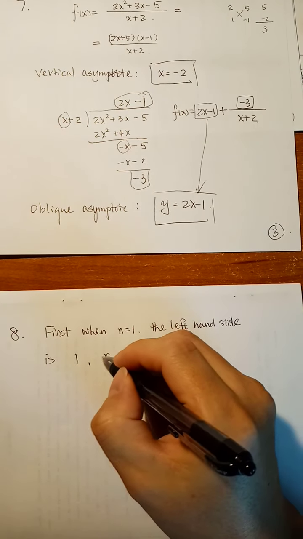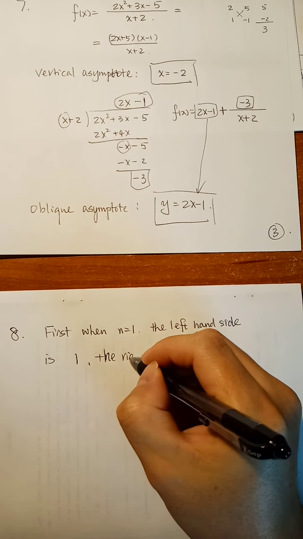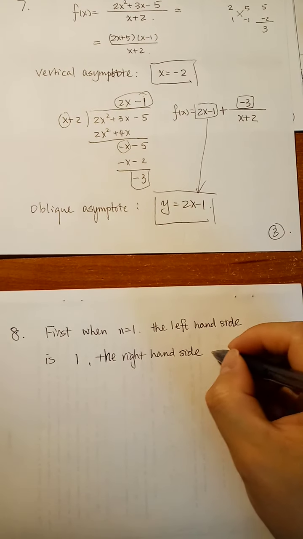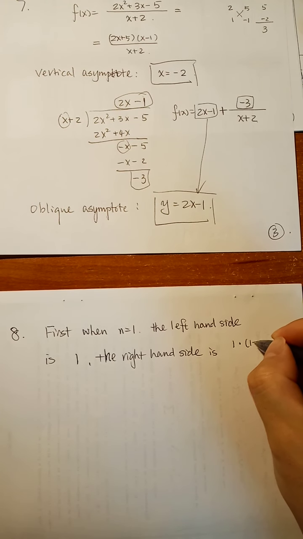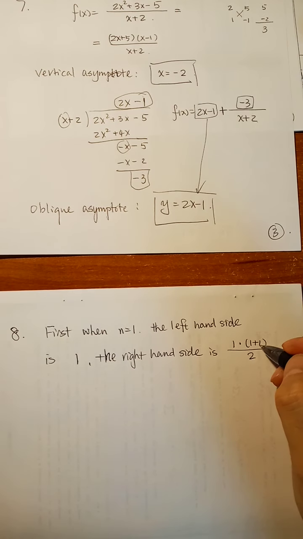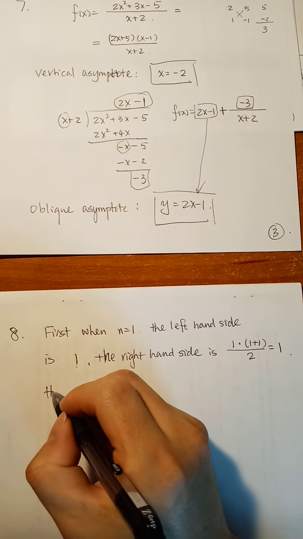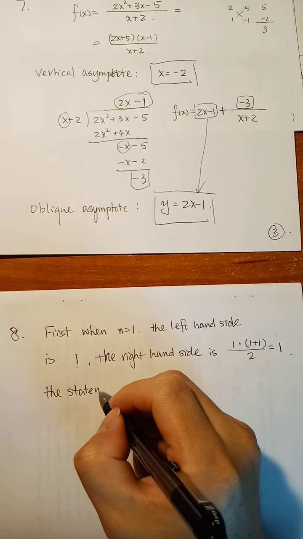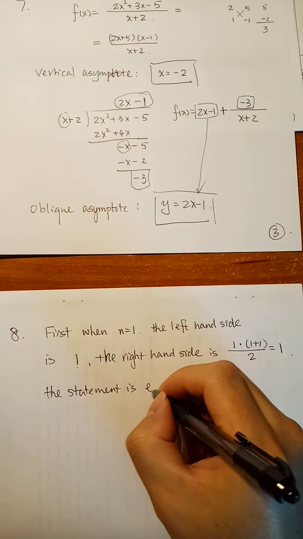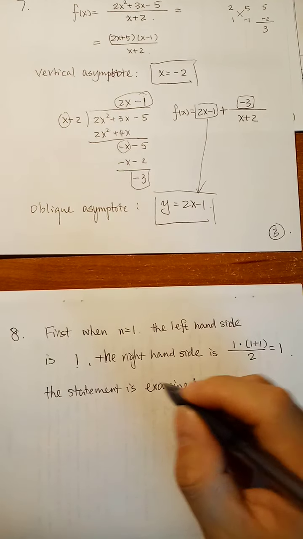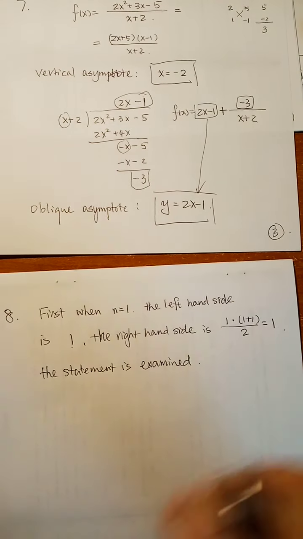The right-hand side is 1 times 1 plus 1 over 2. 1 plus 1 is 2. Cancel 2. You get 1. Okay, so the left-hand side is equal to the right-hand side. You have to compute them separately. So the statement is verified. We just check it, checked.